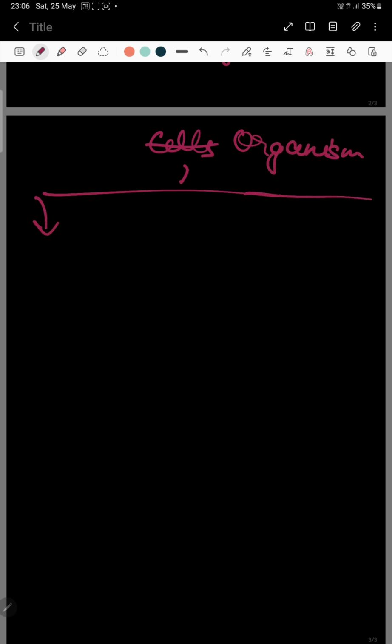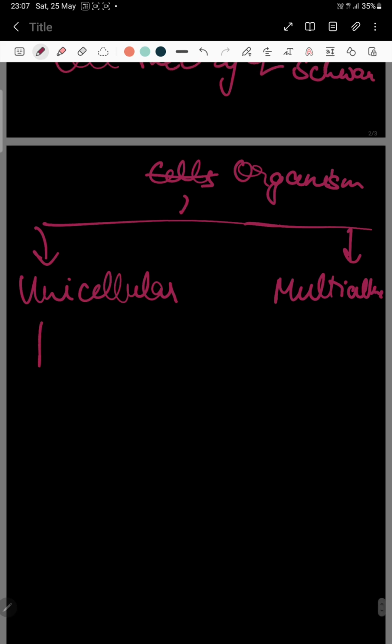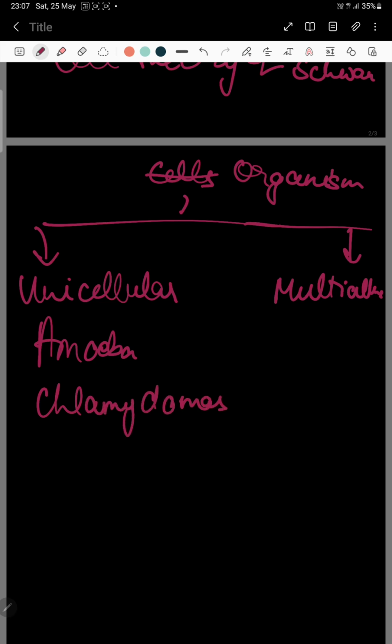So now we will learn about various types of organisms. The organisms can be classified into two types on the basis of the number of cells: unicellular and multicellular. For example, amoeba is unicellular. In multicellular, we can have onion peel, human cells, muscle cells, any type of cell, etc.